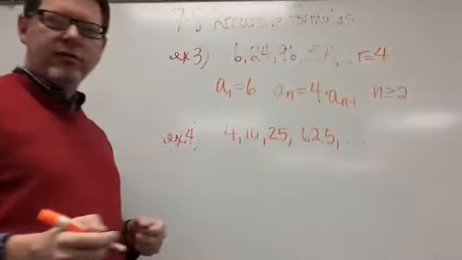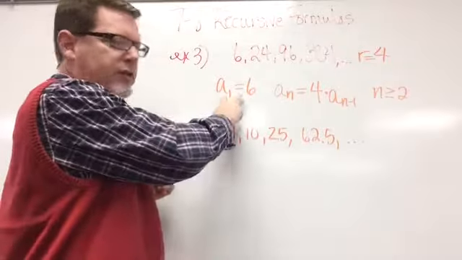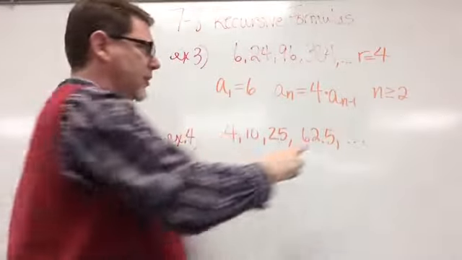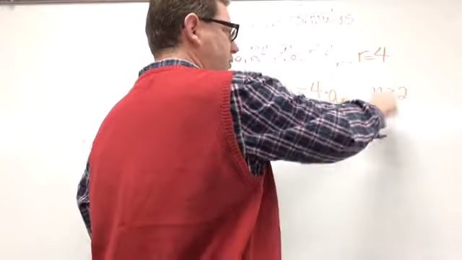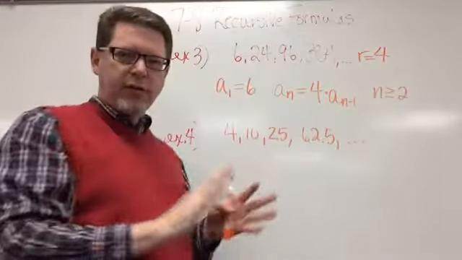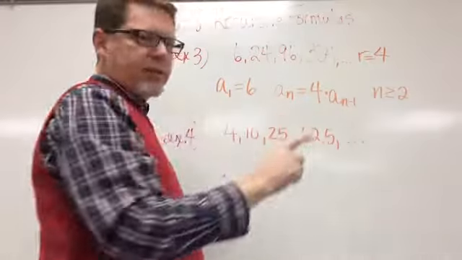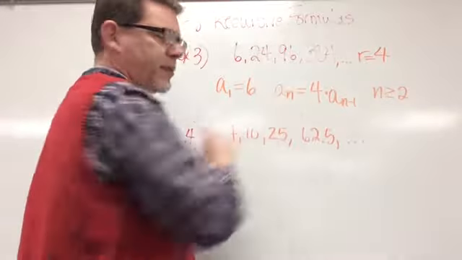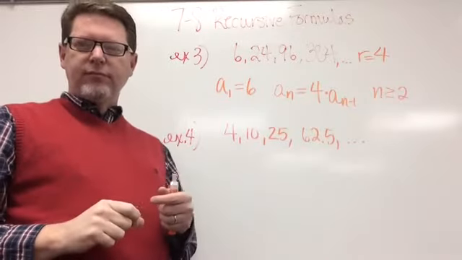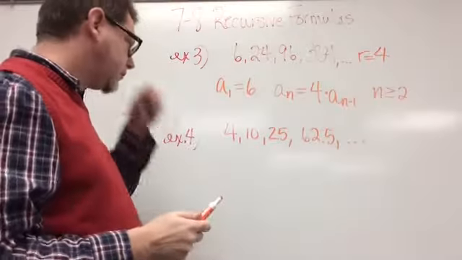I'll give you a hint. a sub 1 is always going to be the first term, no deal. And n is greater than or equal to 2 is always going to be n is greater than or equal to 2 for every one that we do. It's the middle part that's a little bit different, and all I'm doing is changing what my common ratio is for geometric. Now let's look at the next one.